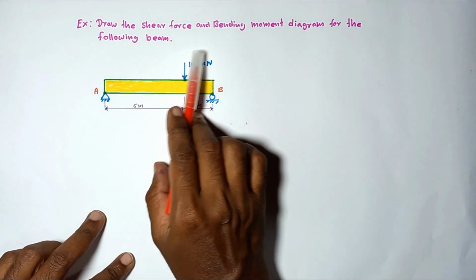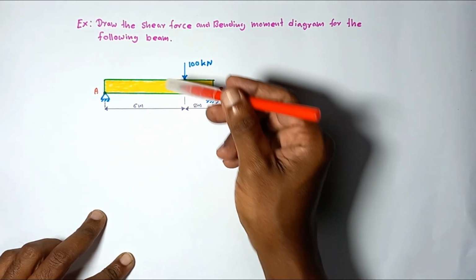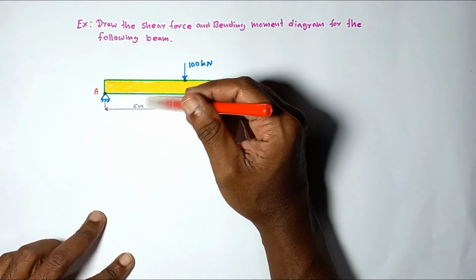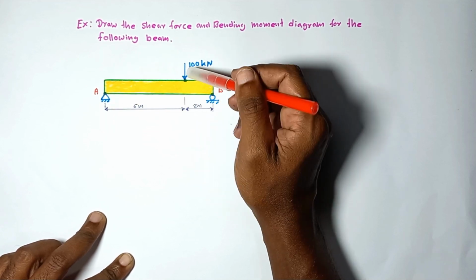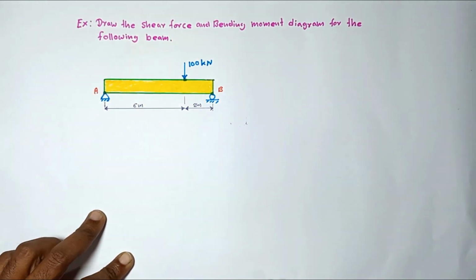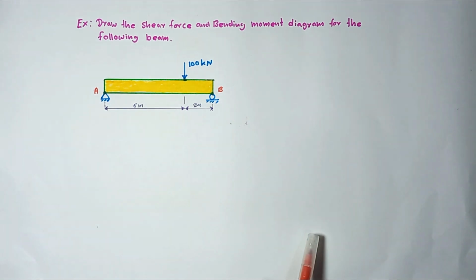Draw the shear force and bending moment diagram for the following beam. Here you can see the beam length is equal to 8 meters. At the 6 meter distance from A, a point load of 100 kilonewton is applied. Okay, let's see how to draw the shear force and bending moment diagram for this kind of beam.